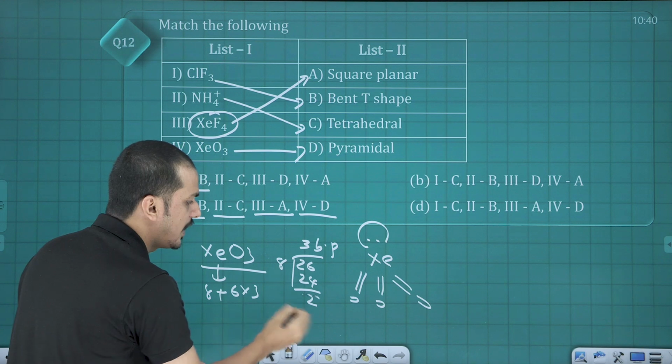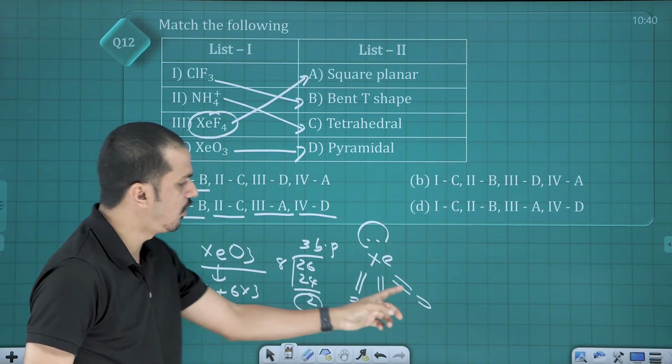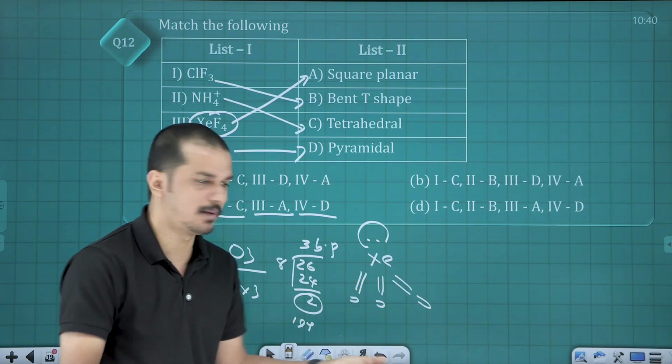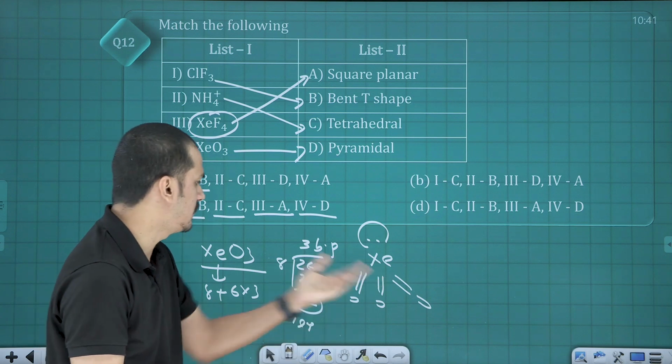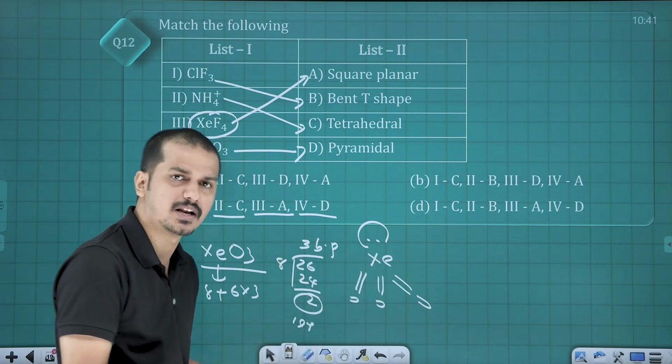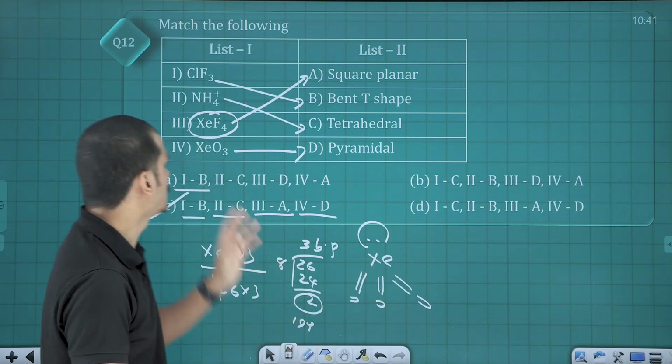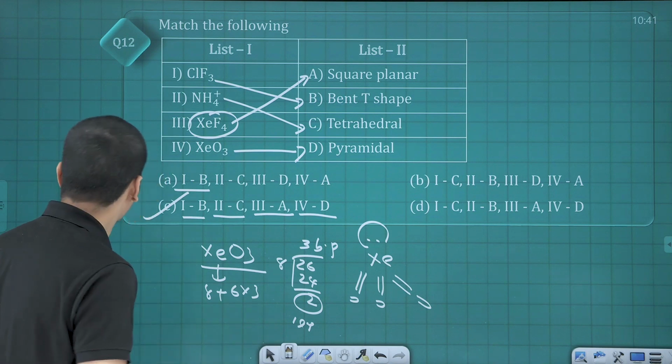So 3 bond pair, 1 lone pair. Yes, all the multiple bonds are considered as what? Double bond, like that we can consider. So that means 3 bond pair, 1 lone pair means what? Pyramidal shape. Okay. So the answer is what? C. Directly we can find it out.